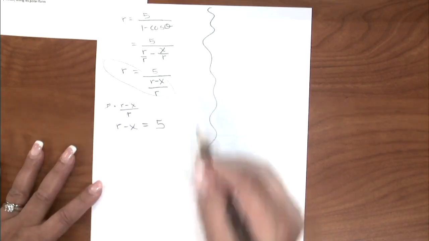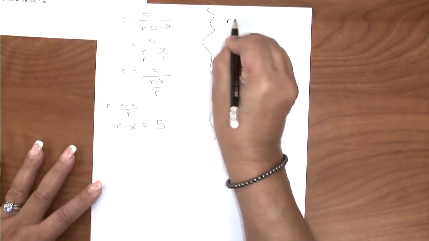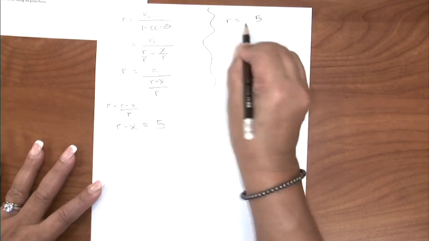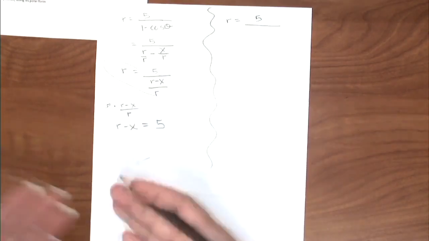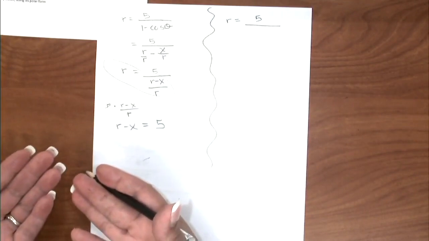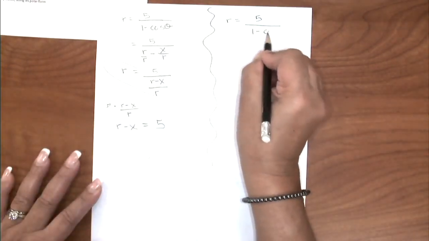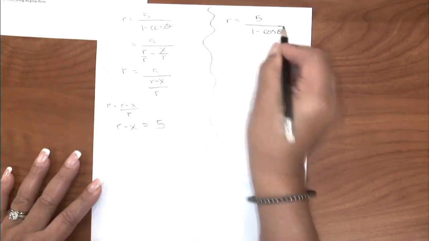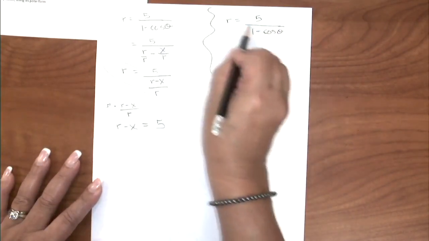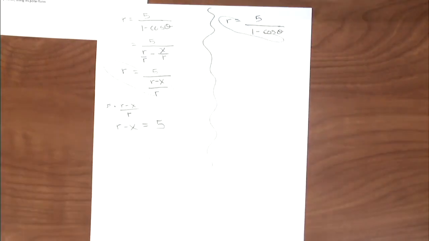Let's check it out. So another way I could have gone is start right back at the original. You're not done. You know why you're not done, right? Because there's still an r there. So you're not done if you do it that way. What was on the bottom? 1 minus cosine. If you didn't want to do the x over r thing, you could have just cross multiplied right from the very beginning.